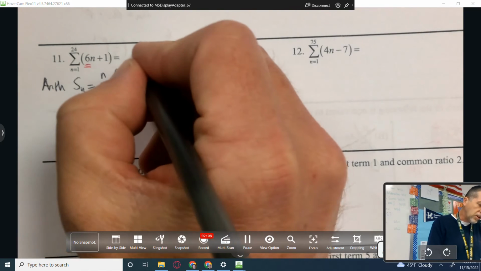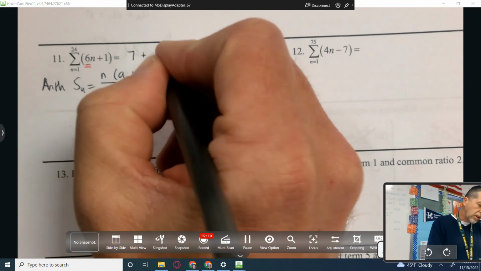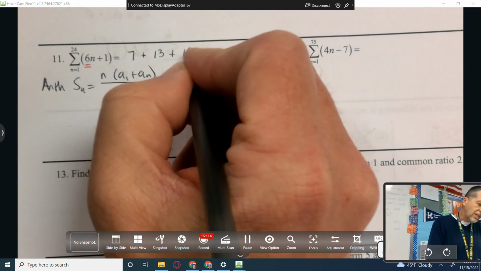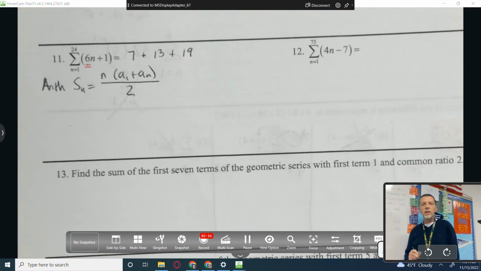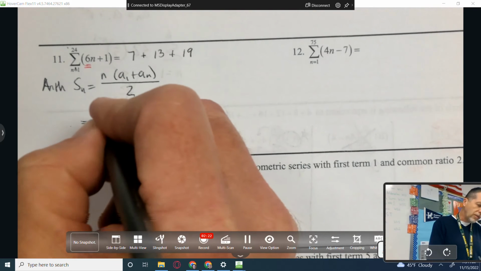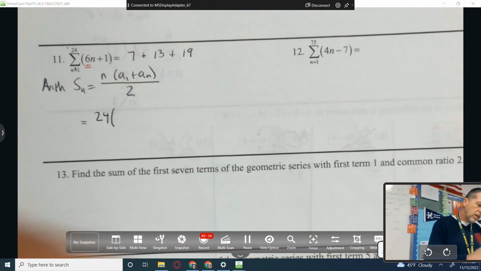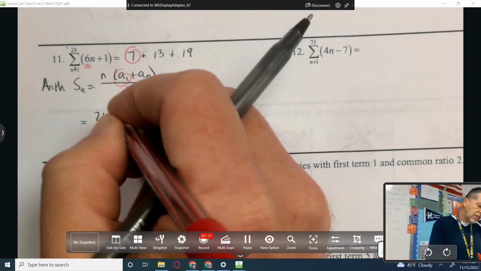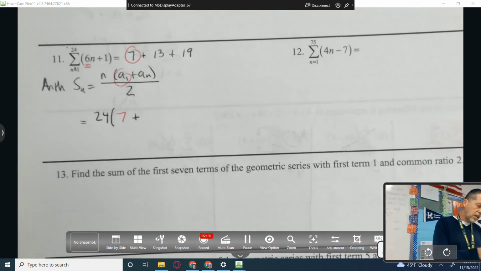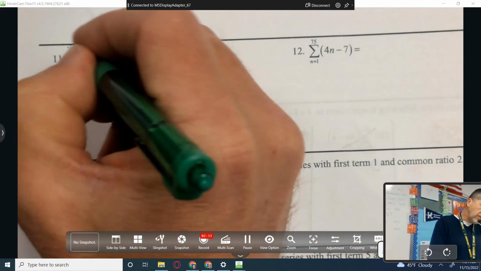So if you plug in 1, you get 7. Plug in 2, you get 13. Plug in 3, you get 19. And hopefully pretty quick you'd realize, yeah, that's arithmetic. So starting from 1 going to 24, that's 24 terms. The first term is 7. The last term is whatever we get when we plug 24 in.